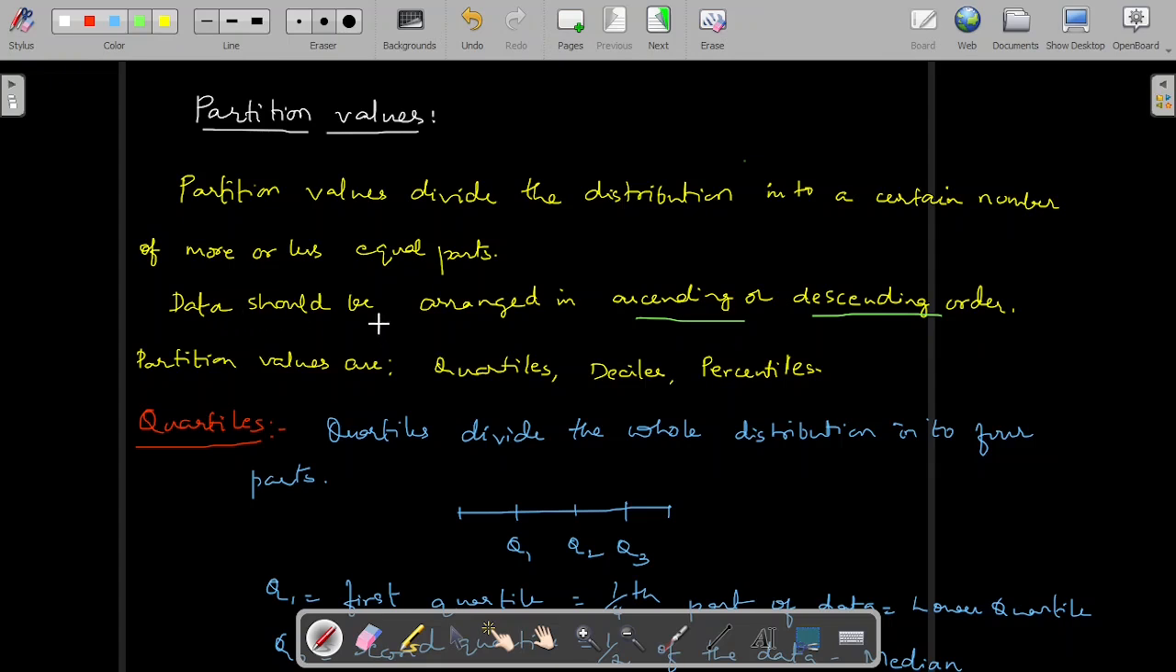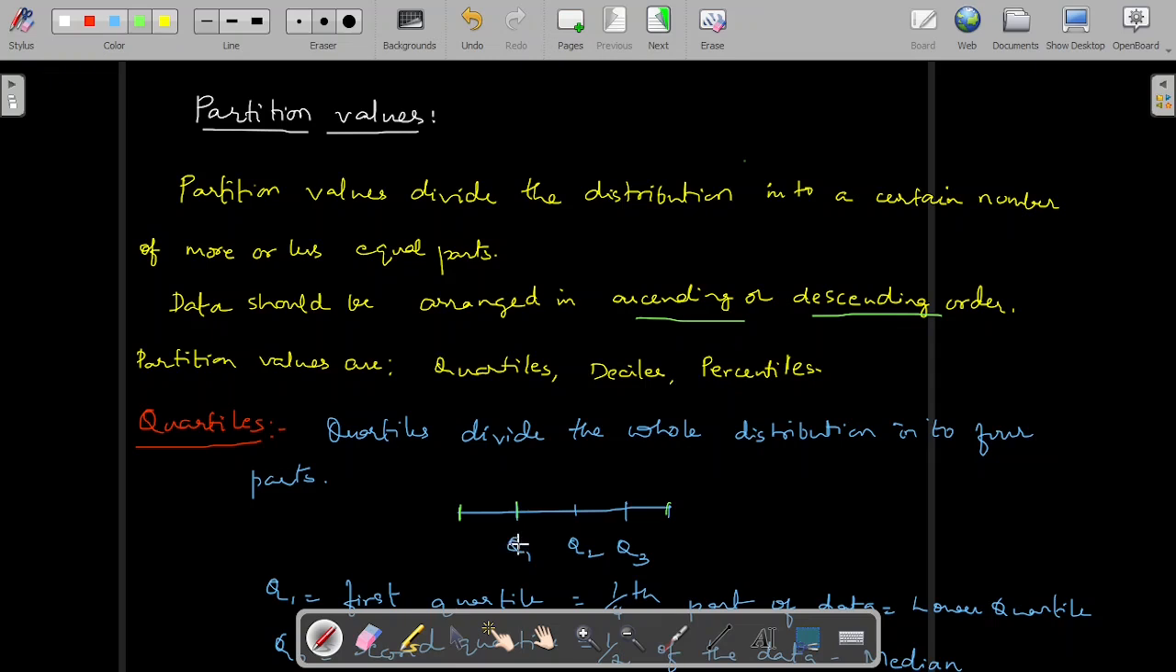There are mainly three types of partition values. They are quartiles, deciles, and percentiles. Let us see what quartiles are first. These quartiles divide the whole distribution into four parts. See here, the given distribution is represented like this, with four parts.